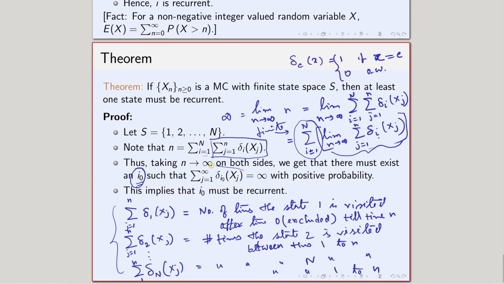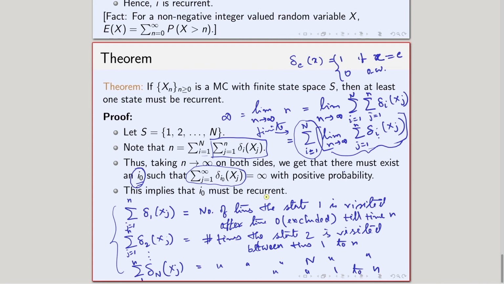Now what is this quantity? This quantity is nothing but the number of visits to the state i naught from time 1 up to time infinity. So the total number of visits to the state i naught is infinity with some positive probability. That means the state i naught will be visited again and again, and that says the state i naught has to be a recurrent state.